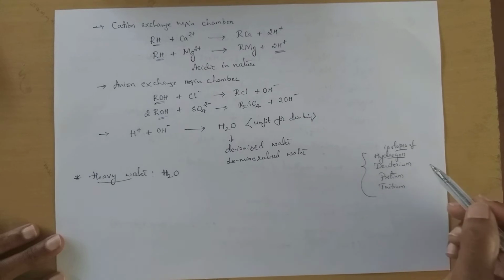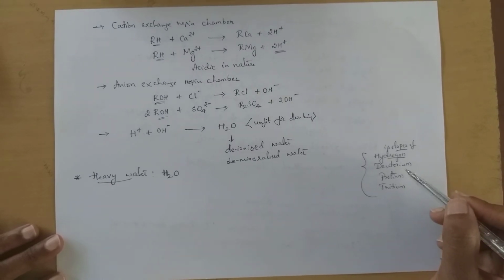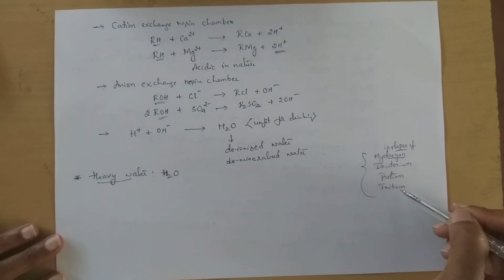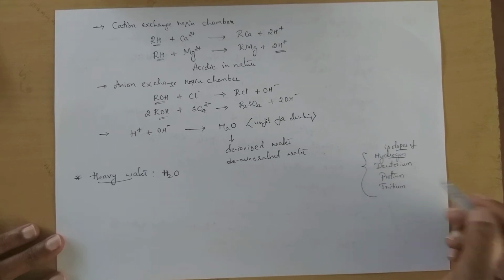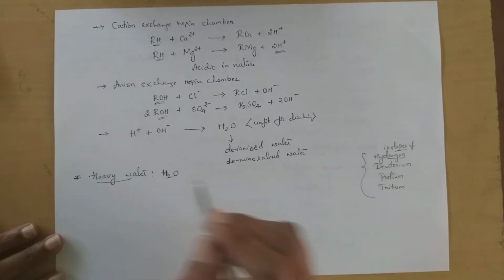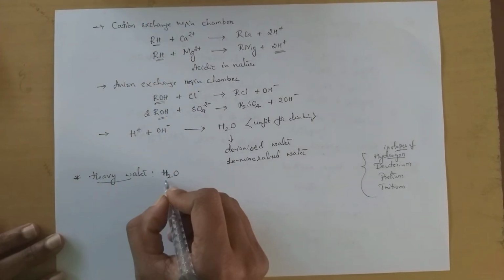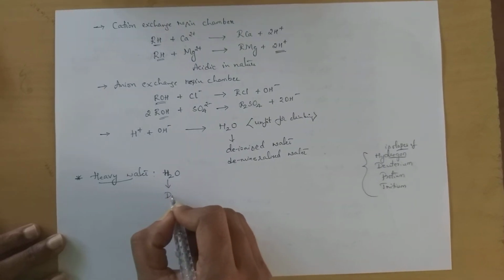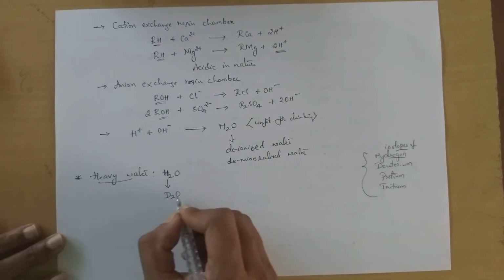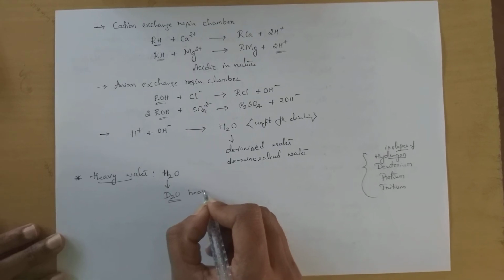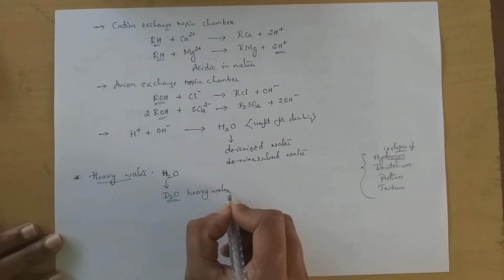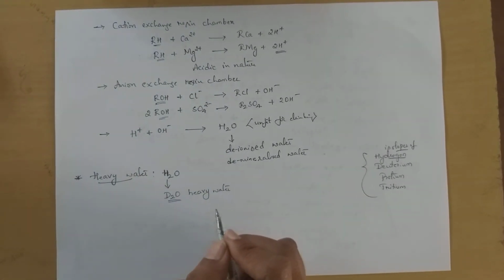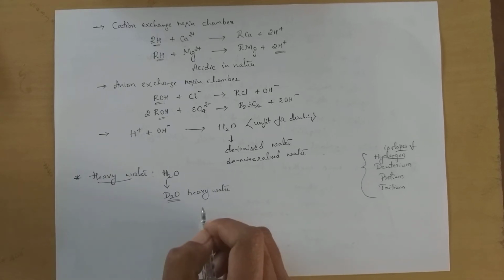Okay. So three isotopes of hydrogen: deuterium, protium and tritium. In water we have H2O. If hydrogen is replaced by deuterium, D2O, that is called heavy water. So in water, hydrogen replaced by deuterium is called heavy water.